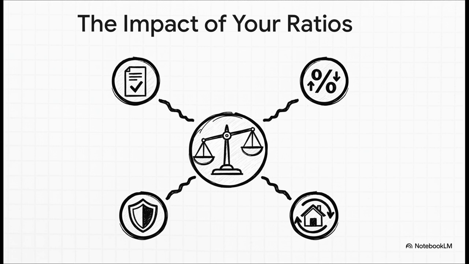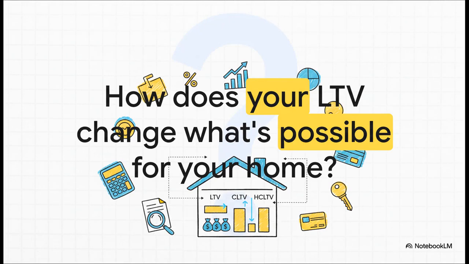It's the number that decides if you have to pay private mortgage insurance or PMI, and it's often the key that unlocks whether you can even refinance. From getting approved in the first place to the rate you pay for decades, these ratios are how lenders decide if you're a good bet. So we've cracked the code on the acronyms, and we've walked through the math. You now have the tools to see your own home equity through the exact same lens as a lender. So the question I want to leave you with is this. Now that you understand these numbers, how does it change what you think is possible for your home?